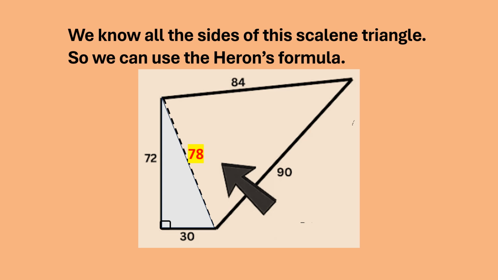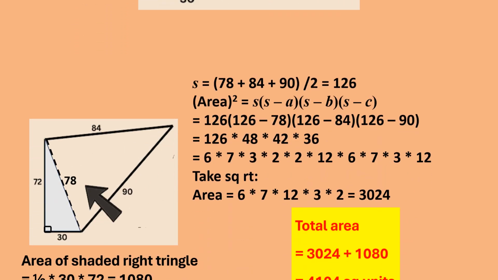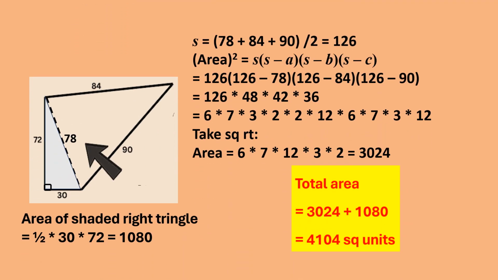Since we know all the sides of the unshaded scalene triangle, we can use Heron's formula, that is the square root of s into s minus a into s minus b into s minus c. So we'll be using Heron's formula to find the area of the unshaded white scalene triangle. First we find the semi-perimeter, that is 84, 78 and 90 added, divided by 2, that is 126. Then s into s minus a into s minus b into s minus c gives 126 into 48 into 42 into 36.